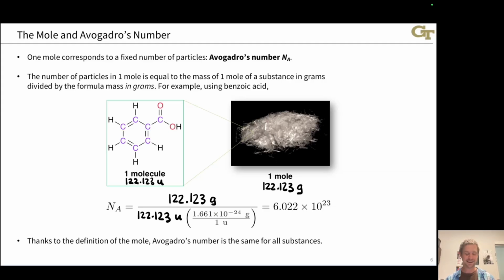So when I divide the mass of a mole of particles by the mass of a single particle, the result I get is the number of particles in that mole. And this comes out to 6.022 times 10 to the 23rd for benzoic acid, and indeed for absolutely any substance, right? Because based on the definition of the mole, these two values will change, but they'll change together, right? As the mass of a single molecule gets bigger, for example, the mass of a mole will get bigger, and vice versa. And so Avogadro's number really pops out of this conversion factor between the atomic mass unit and the gram. At the end of the day, Avogadro's number is the same for all substances based on the definition of the mole.